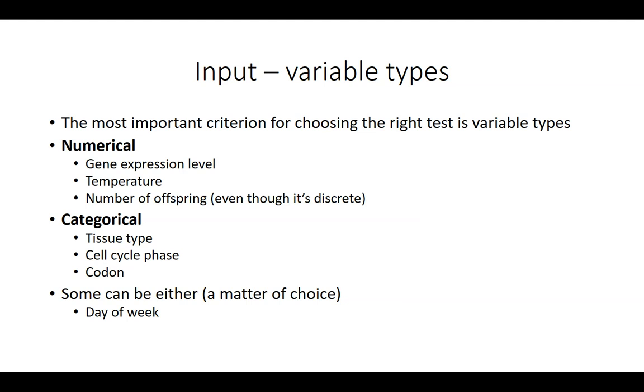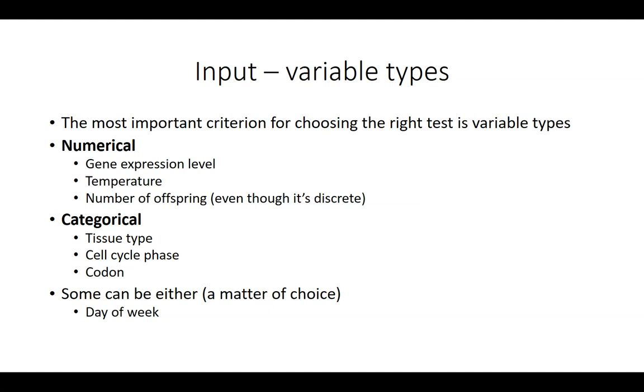With categorical variables, we have things which we don't really have a sense of ordering of which is higher and which is lower. We just have different categories that we want to compare. So it can be things like tissue type. And of course, you cannot say that neurons are more than fibroblasts. It's just different kinds of tissues and just different categories. Or you have cell cycle phases, or you have some codons, which again, it doesn't really make sense to compare them in a quantitative way most of the time.